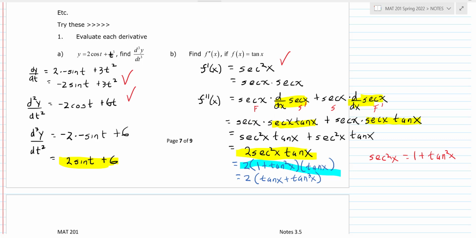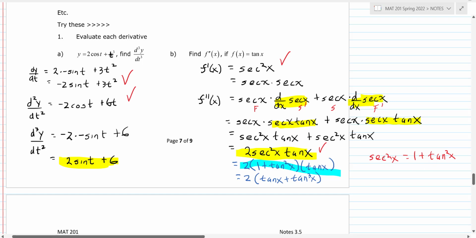Then when you put this together, notice on here you'll have secant squared tangent plus secant squared tangent. And those are like terms, so you just have 2 of those. And I'd be okay if you stop there. Okay, that's fine right there. That's a factored form. I don't think you'd probably need to go any further with that.